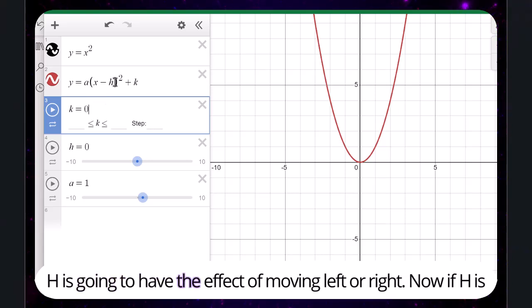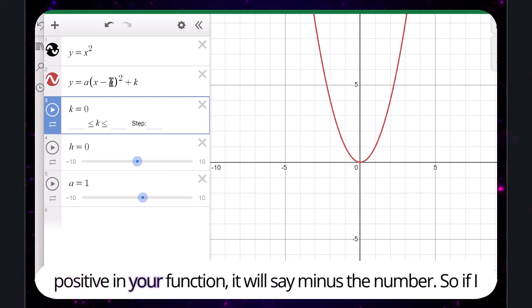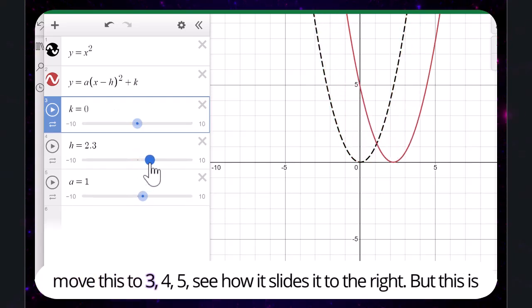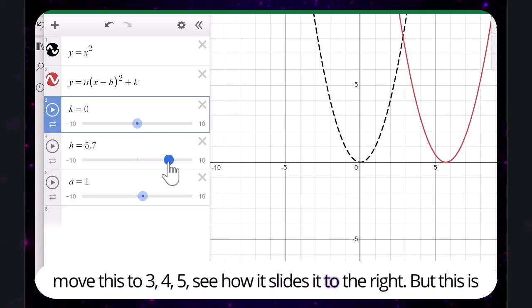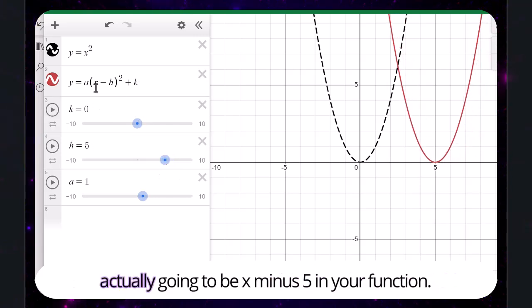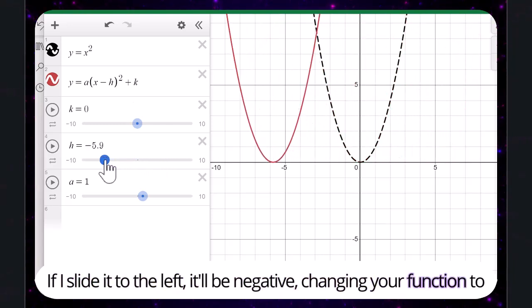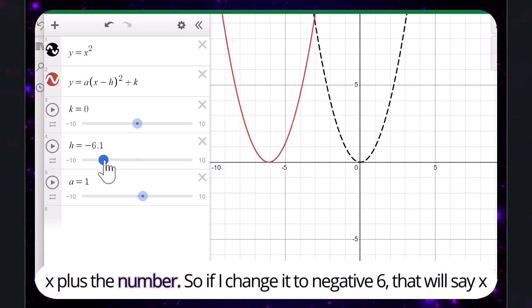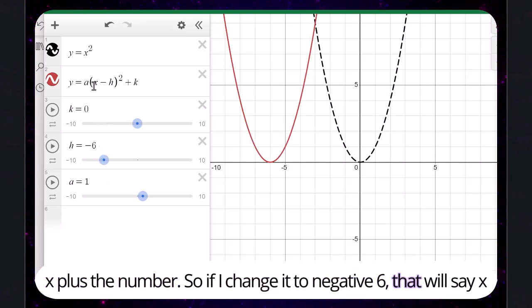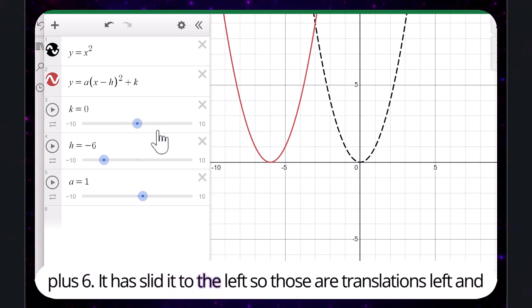H is going to have the effect of moving left or right. Now, if H is positive in your function, it will say minus the number. So if I move this to 3, 4, 5, see how it slides it to the right? But this is actually going to be x minus 5 in your function. If I slide it to the left, it'll be negative, changing your function to x plus the number. So if I change it to -6, that will say x plus 6. It has slid it to the left. So those are translations left and right.